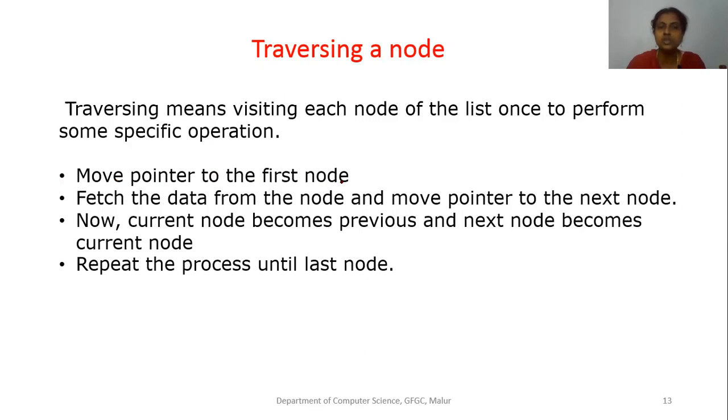Move the pointer to the first node. That means set the current pointer to the first node. Fetch the data from the node and move the pointer to the next. So from the head, you come to the first node, display the first node value, then move the pointer to the next node. Now the current node becomes the previous node, and the next node becomes the current node. So once you switch from the first node to the next node, your current node will become the second node, your previous node will become the first node.